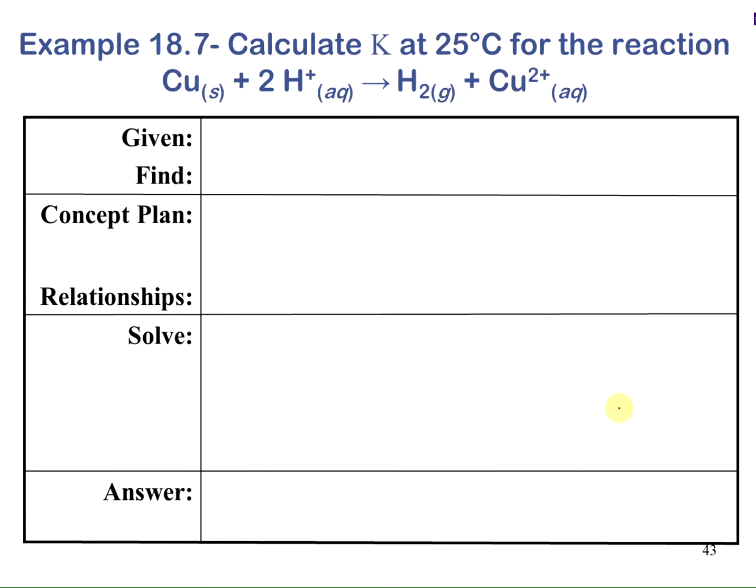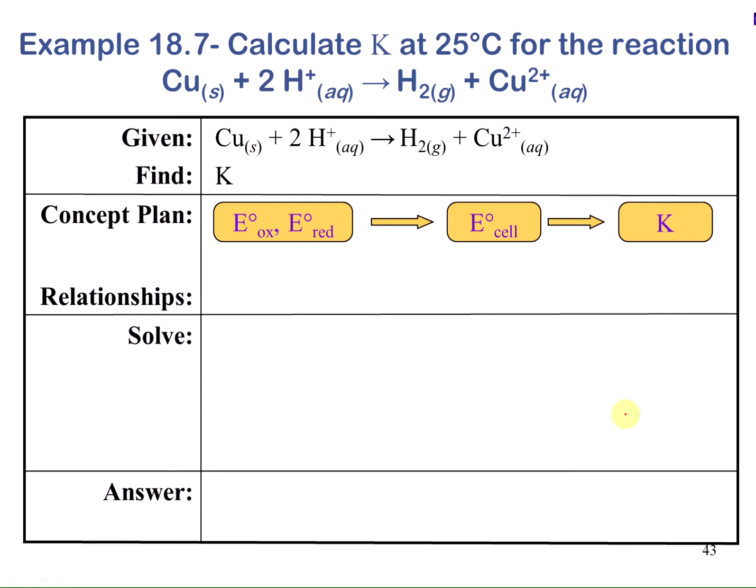Now let's calculate the equilibrium constant using the reaction where copper combines with an acid to make hydrogen gas and copper 2+ ions. Okay, so we're looking for the equilibrium constant. So again, we want to take the oxidation half reaction, the reduction half reaction, add those together to get the cell potential, and use the cell potential to find the equilibrium constant. And we can relate the cell potential to the equilibrium constant using this equation here.